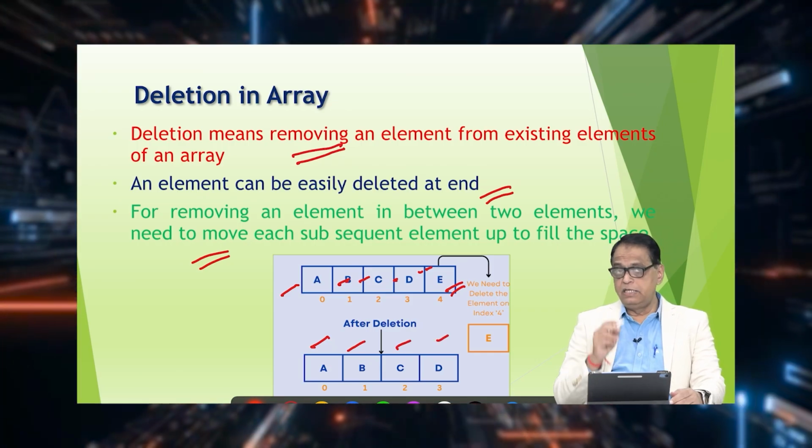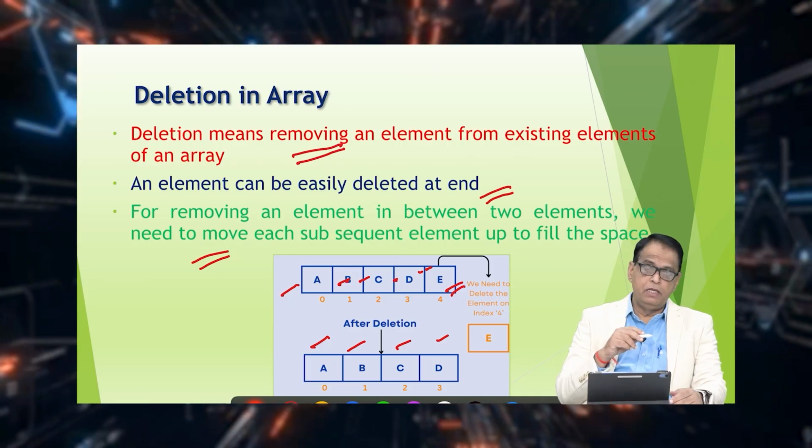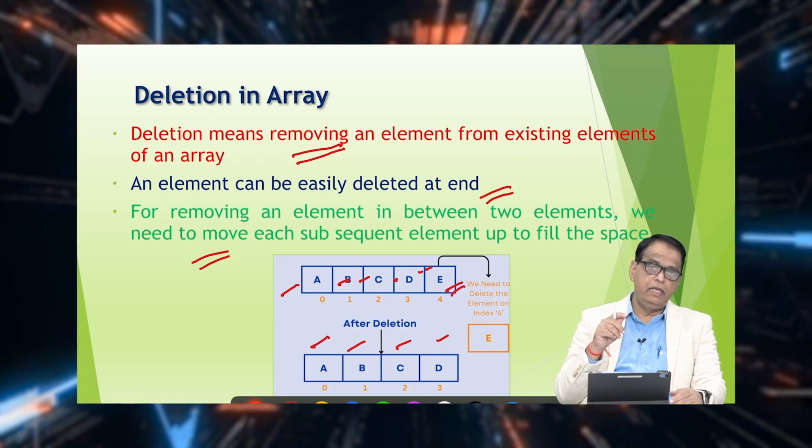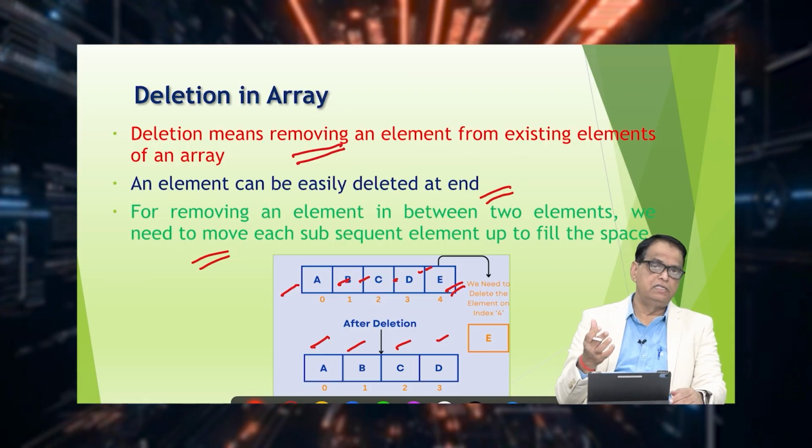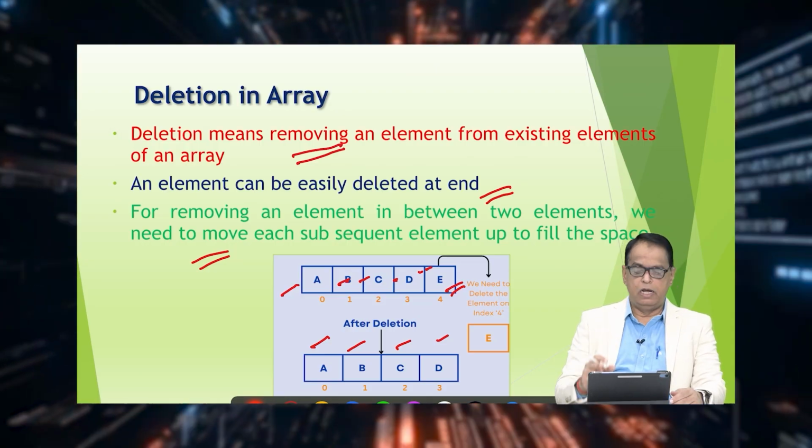So you will find that since one element is removed, the number of elements in the array is decreased by 1, isn't it? Earlier there were 5 elements, but now we can have only 4 elements. So let us understand how we can write the algorithm to perform the deletion operation in the array.